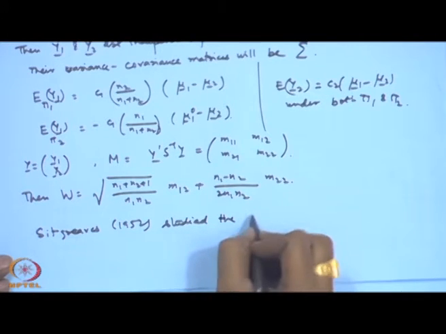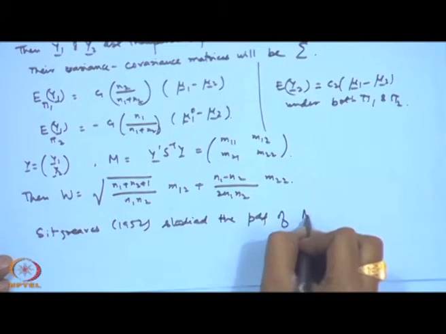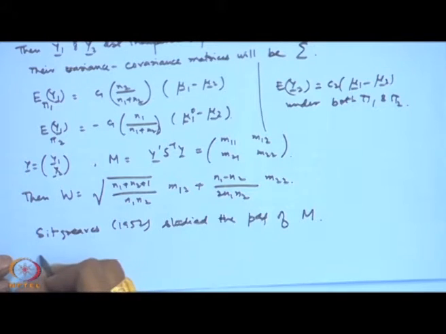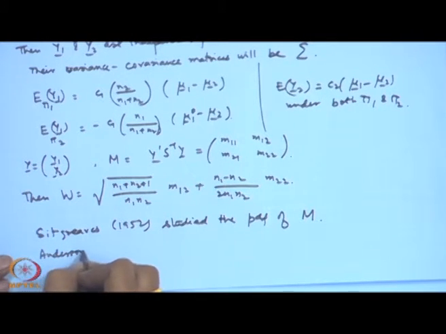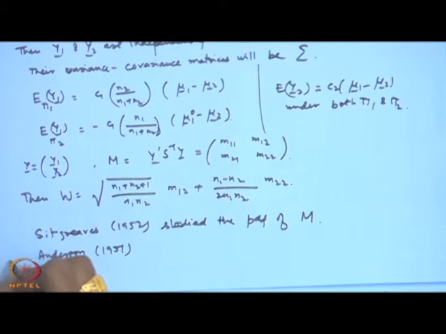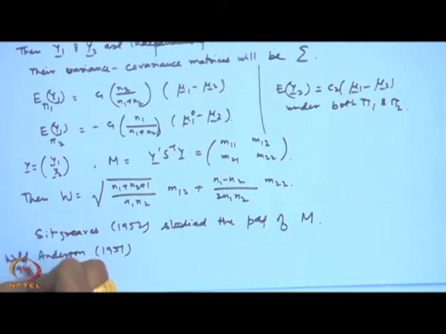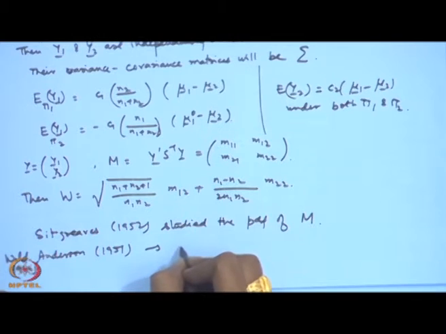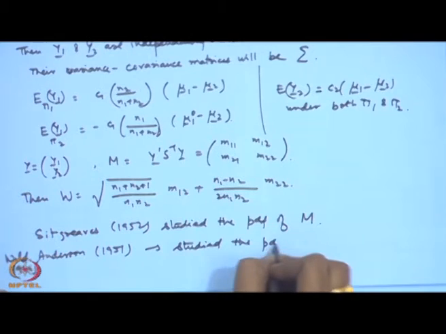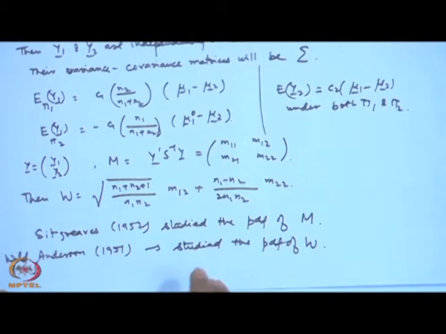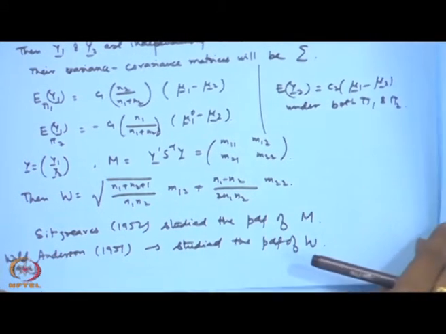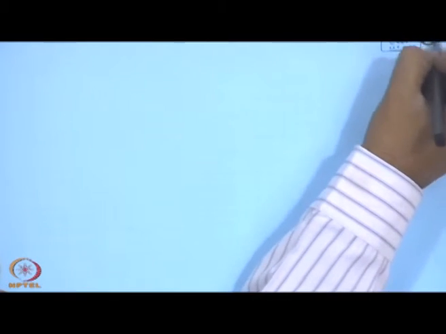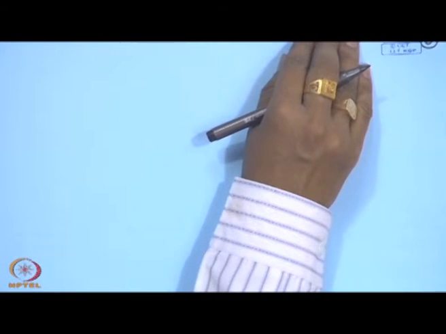The density of m, then Anderson in 1951, Wald of course in 1944, they have studied the density of W. One special case is when the sample sizes are equal, then some simplification does occur, because in that case this term will simply vanish.